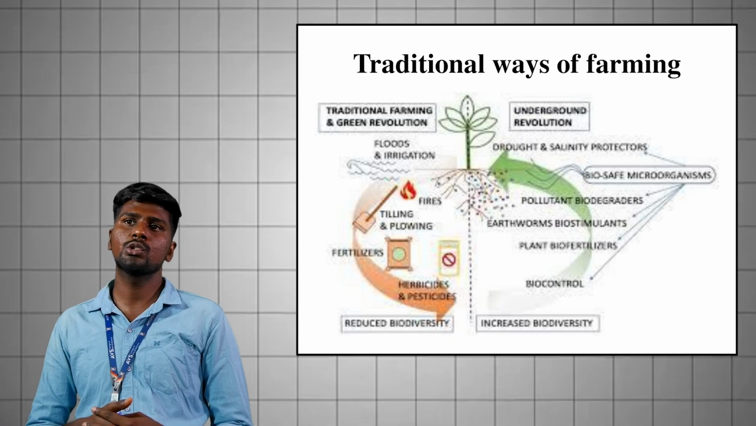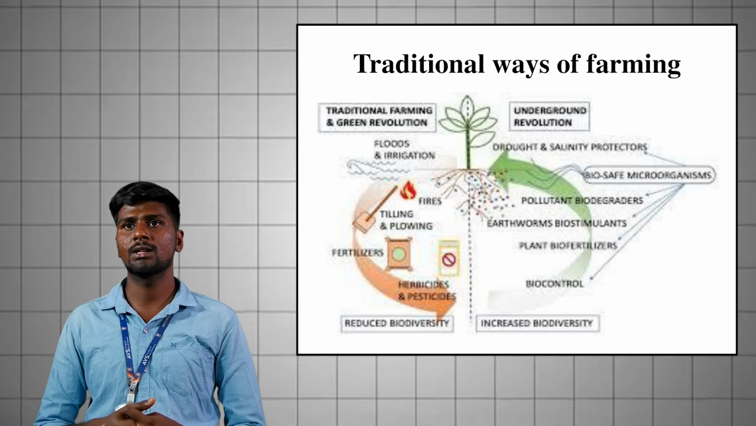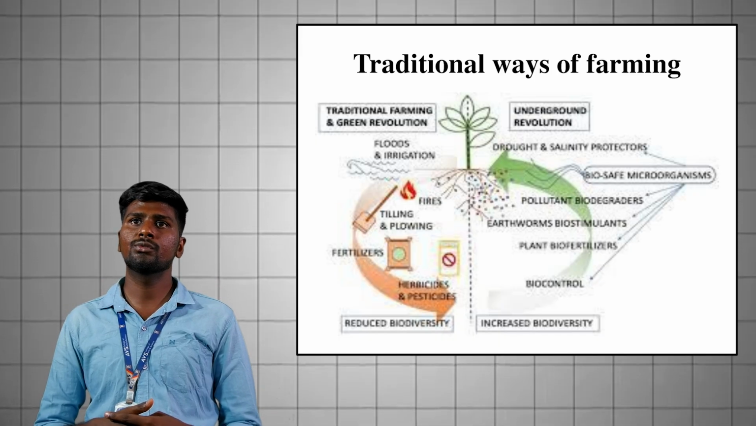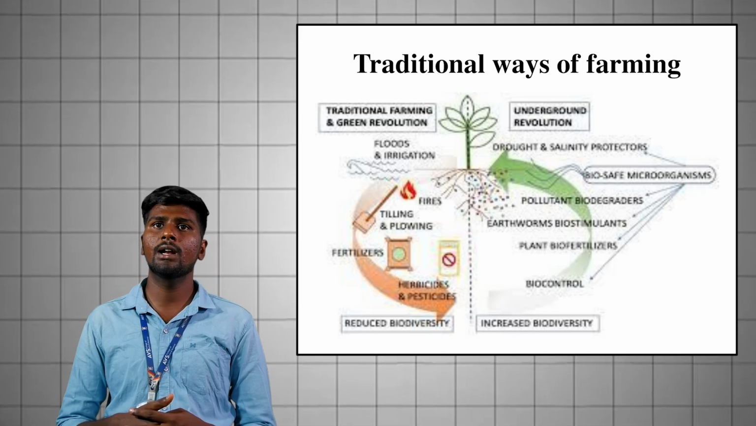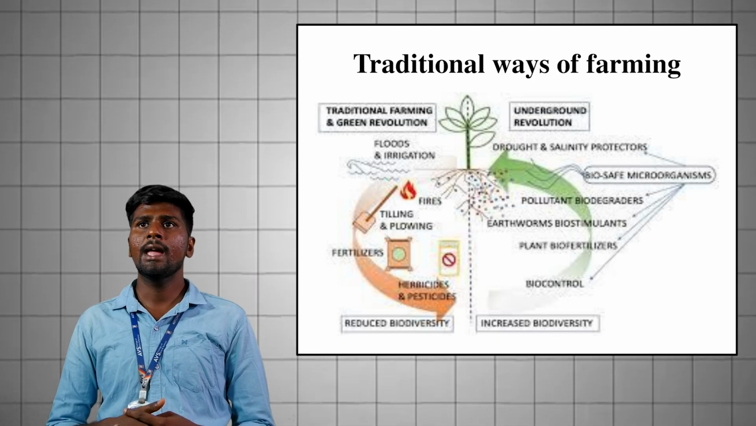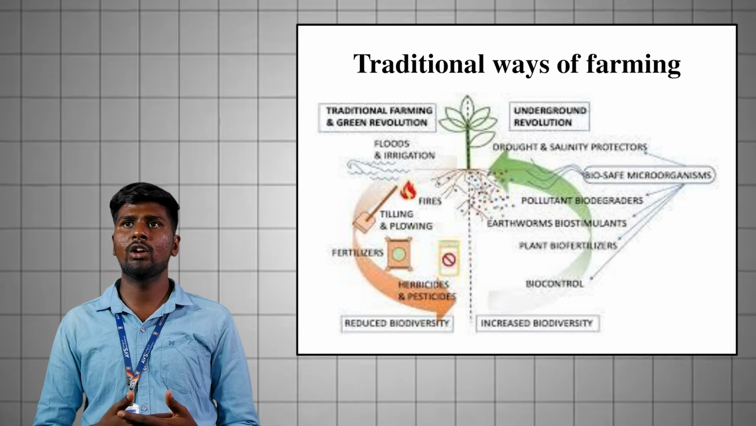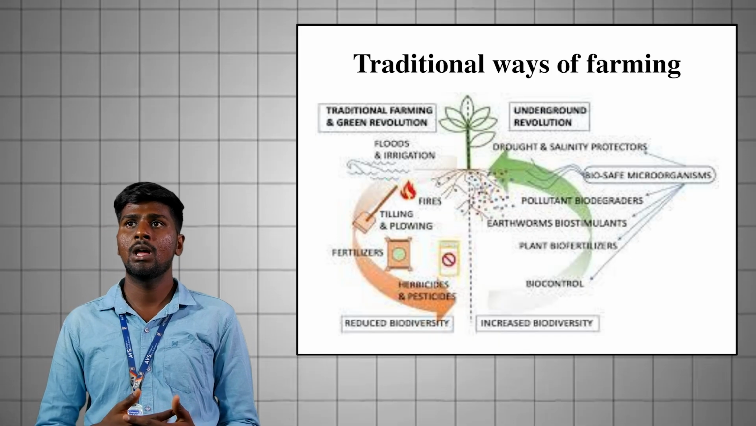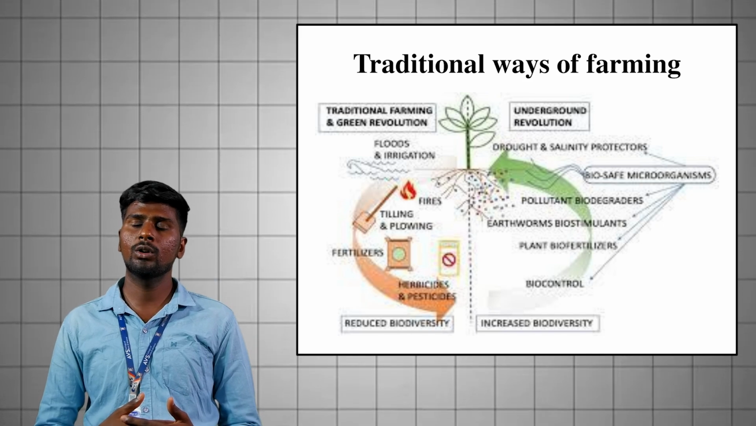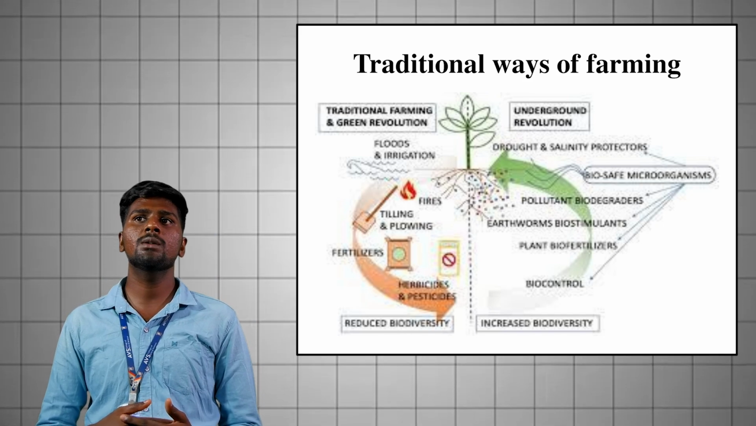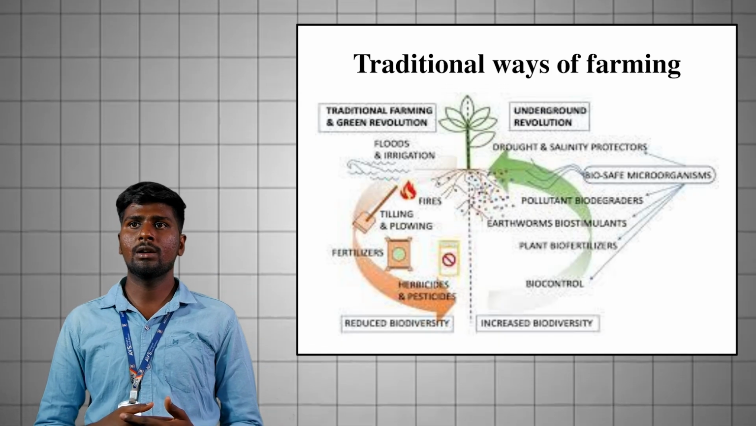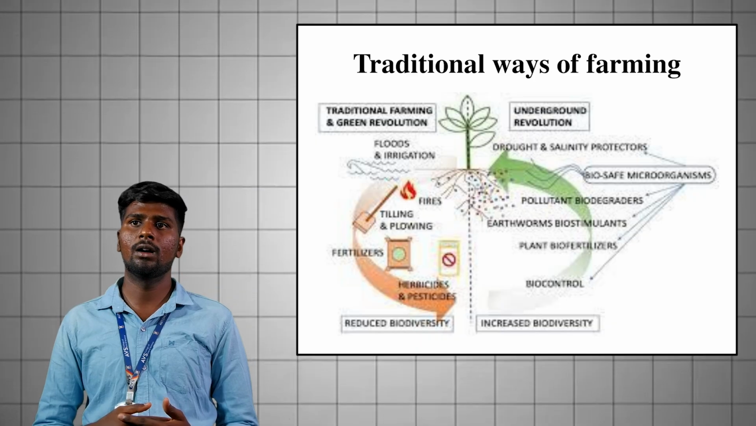First, we know reduced biodiversity and increased biodiversity. In traditional farming and the green revolution, floods, irrigation, fires, tilling, plowing and fertilizer were mostly used, which reduce the biodiversity. In the green revolution, drought tolerant predators and beneficial microorganisms are cultivated and converted as biofertilizers, pollinators, earthworms, biostimulants and plant biofertilizer, and biological control of pest and disease control.